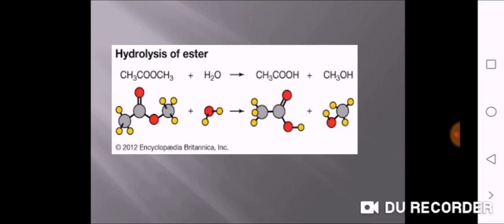Here is an example of hydrolysis reaction, hydrolysis of ester. You have to know the formula or example of ester, RCOO. Here the name of that compound is methyl ethanoate. It reacts with water and produces ethanoic acid and methanol. The first compound name is methyl ethanoate, and the products are ethanoic acid and methanol.